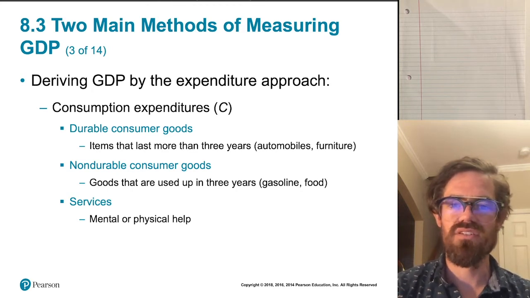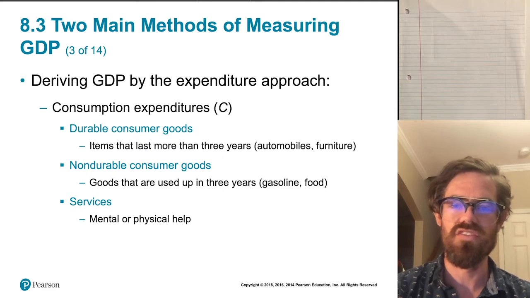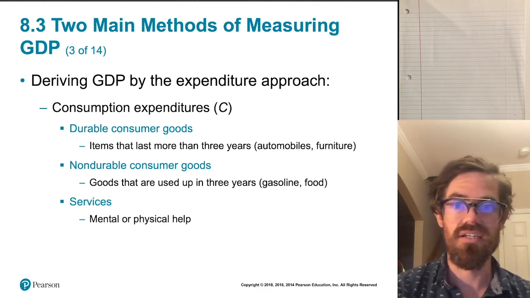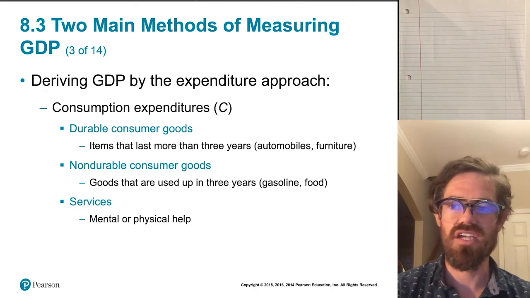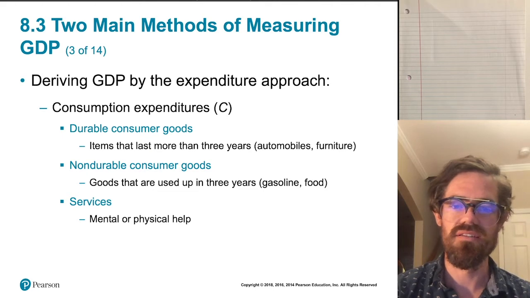And then the last one is services, which aren't physical goods, but they are intangible goods, right? Mental or physical help. So tax services, haircuts, right? Education. Right now, I am providing an education service to you. So things that aren't tangible, that we can't touch, but they're intangible goods, right? So these are the three different subcategories of consumption expenditures.